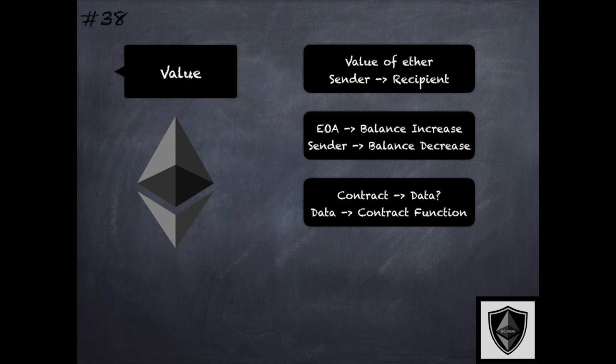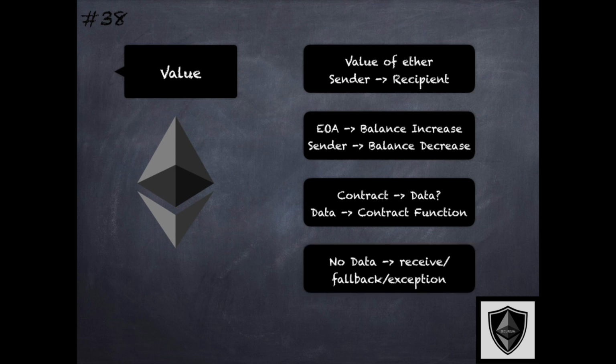If there is data that is present as part of this transaction and the destination is a contract, then the data really represents the contract function that is being targeted. And the value of Ether that is being sent depends on the implementation of that particular function. But if there is no data that is being sent as part of this transaction and the destination happens to be a contract account, then the contract's receive or fallback function, if defined or present, is triggered. And what happens with this value of Ether really depends on their implementation.